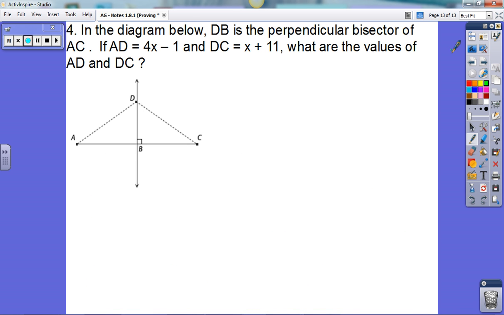Alright, the last thing that we're going to look at is that perpendicular bisector theorem. Remember we said that if a point is on the perpendicular bisector, then it's equidistant from these two ends, so these are congruent. It tells me that AD is 4x minus 1, and DC is x plus 11, and it asks me to find the values of these. So I need to solve for x and then plug them back in. So I'm going to set them equal to each other because these two are congruent, so that means they must have the same measure.